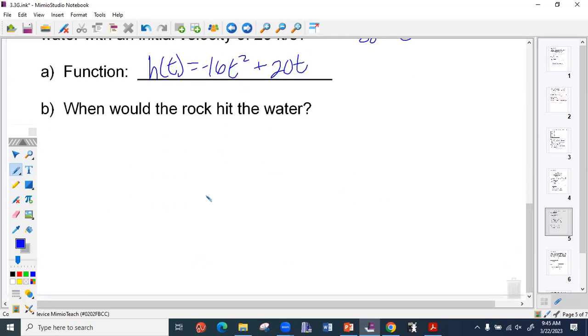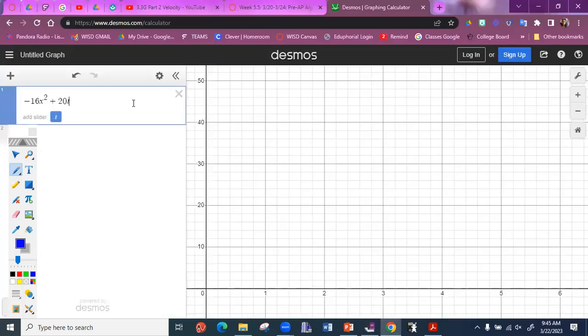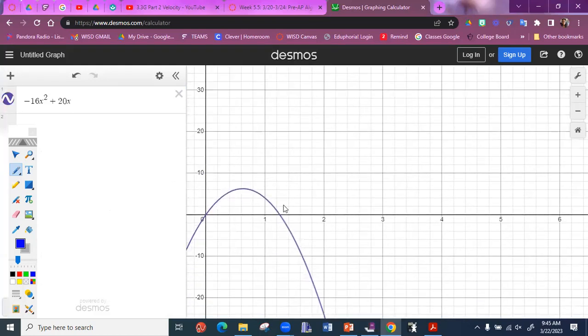So when did the rock hit the ground now? Oh, I put a t, my bad. So now we're doing this, right? So we're at 1.25 seconds.